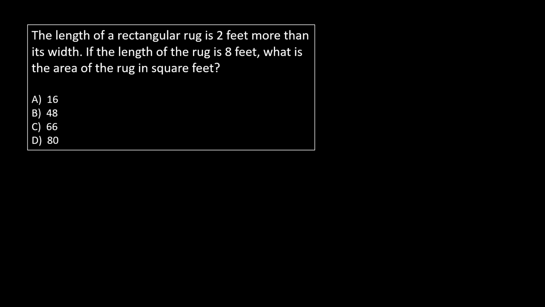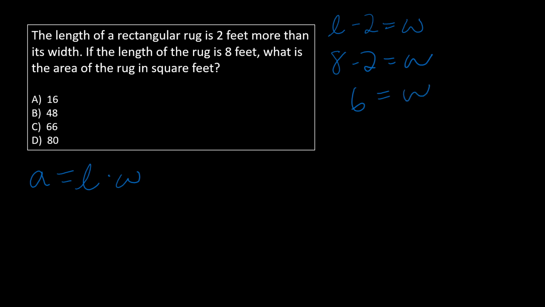Alright, next problem here. The length of a rectangular rug is 2 feet more than its width. If the length of the rug is 8 feet, what is the area of the rug in square feet? Okay, so for length, minus 2, because it's 2 more, equals our width. And we know our area is going to be the length times width. Our length of 8 minus 2 will equal our width. 6 is our width. And we already know area is going to be length, 8, times width, which is 6, times 6 is 48. Answer choice B.